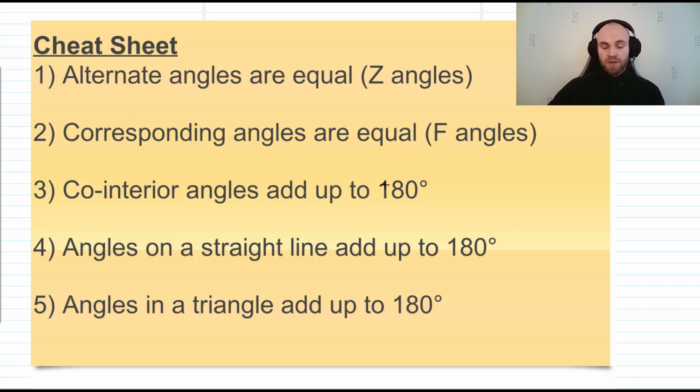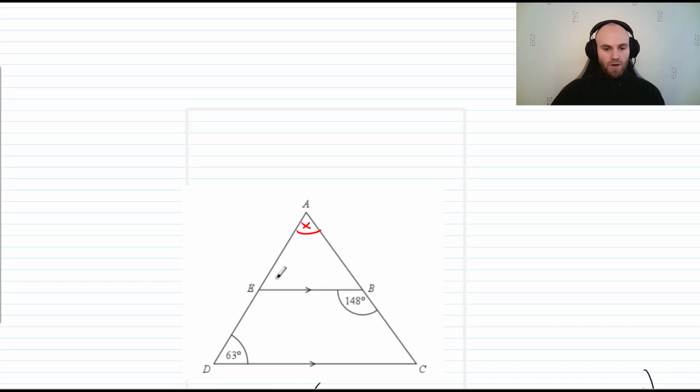Co-interior angles add up to 180 degrees, and this is going to take the shape of a C or a U. These two angles will add up to 180 degrees. The angles on a straight line add up to 180 degrees, and the angles in a triangle add up to 180 degrees. So these are 5 really important points when it comes to questions on parallel lines.